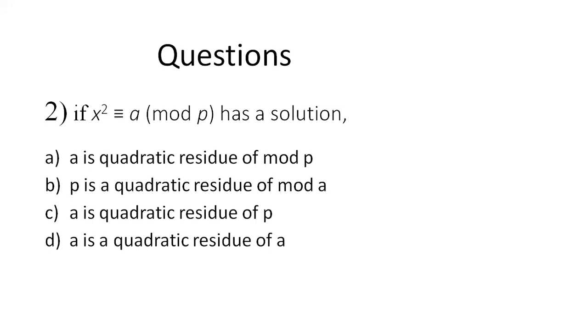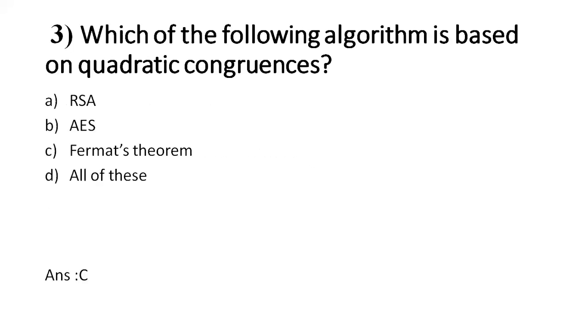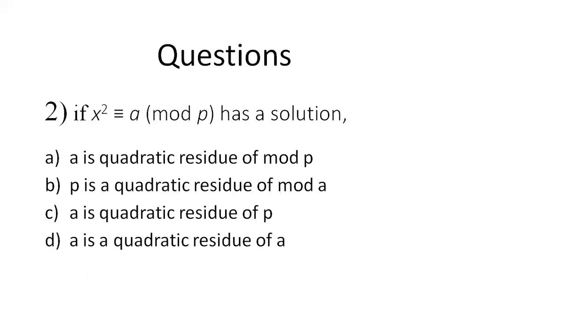If x square congruent to a mod p has a solution, then a is called a quadratic residue of mod p. The options are: p is a quadratic residue of mod a, a is a quadratic residue of p, and so on. The correct answer is a is a quadratic residue of modulo p, because we have to divide the value by the mod p, then take out the remainder.